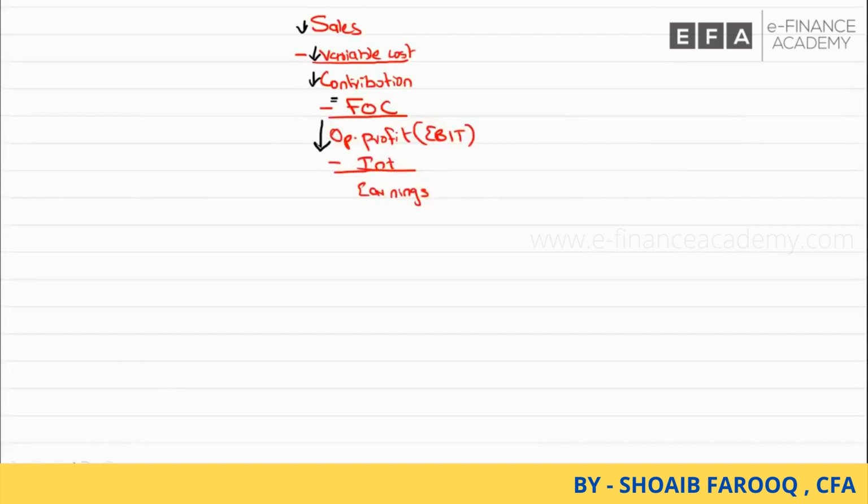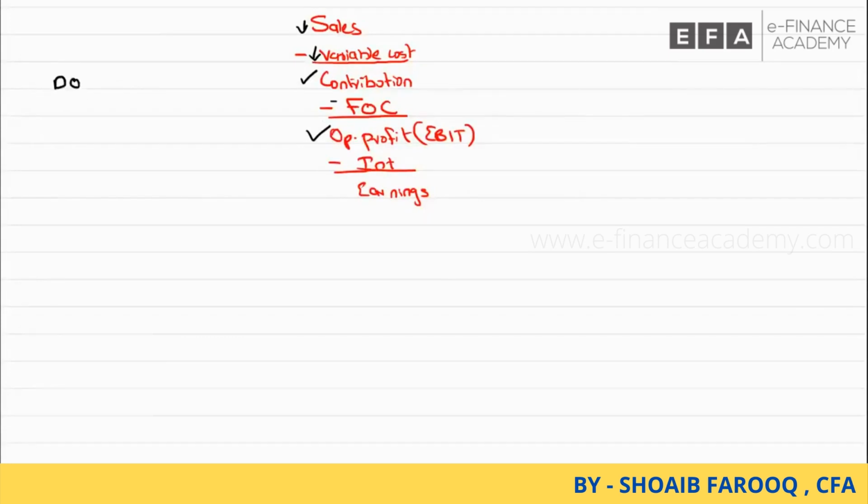Now, how do we calculate degree of operating leverage? Here is how you could actually understand this. If you look at the profit before the fixed operating cost, that is called contribution. If you look at the profit after fixed operating cost, that is called operating profit or EBIT. So if you want to measure the impact of fixed operating costs on the profit, all you have to do is just simply look at the profit before the fixed operating cost and look at the profit after the fixed operating cost. And that's exactly what we use to calculate the degree of operating leverage.